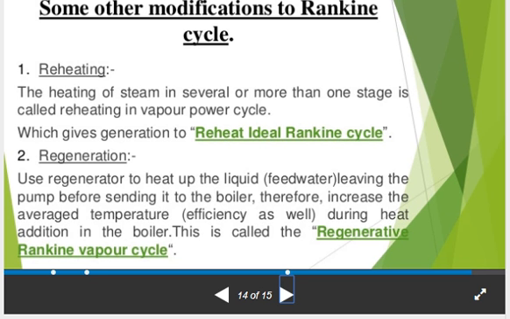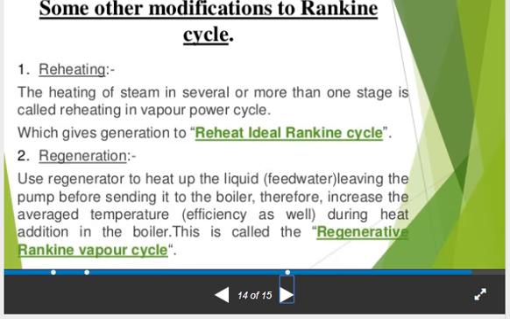And the second is regeneration. In case of regeneration, we use a regenerator to heat up the liquid, that is the feed water, leaving the pump before sending it to the boiler. Therefore, it increases the average temperature during heat addition in the boiler, and this is called the regenerative Rankine cycle. And this is the end of today's session.